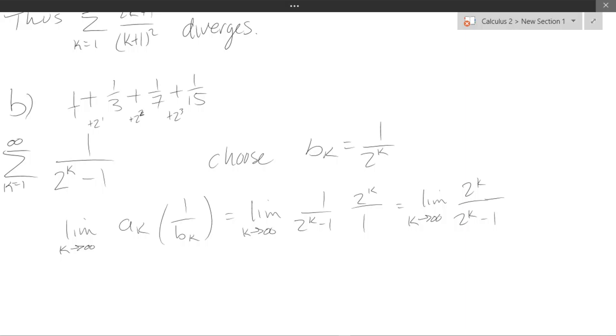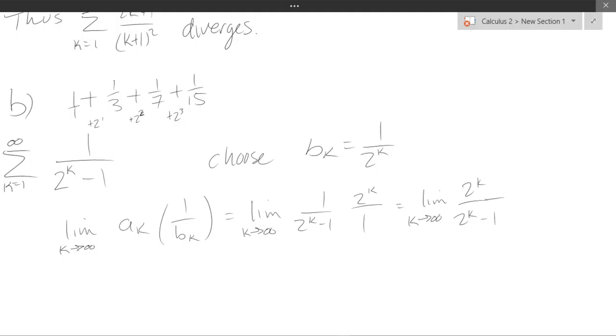How many times do you have to apply L'Hopital's rule? An infinite number of times. You'll keep getting another ln2, basically, every time you apply L'Hopital's rule, right? So L'Hopital's rule technically would have to be applied an infinite number of times. So I think we all agree the minus 1 is insignificant. So this should just be 2 to the k over 2 to the k.